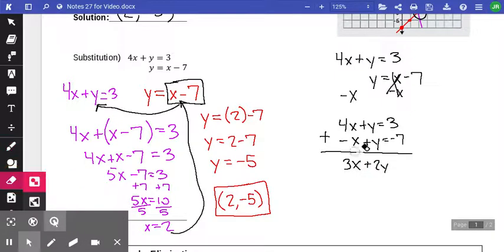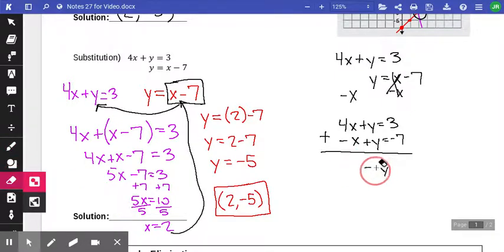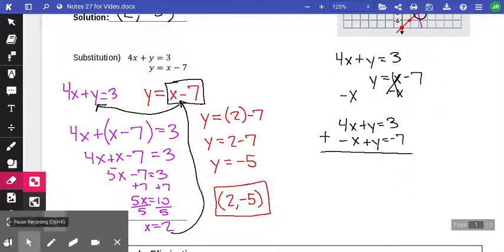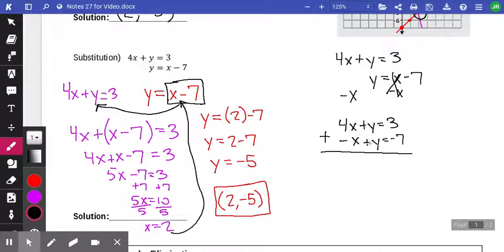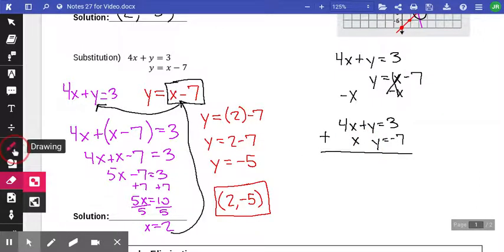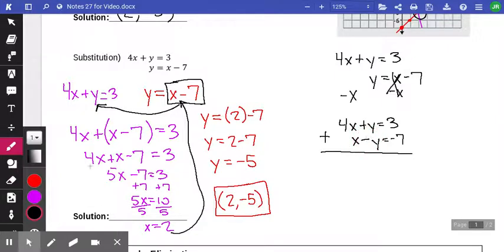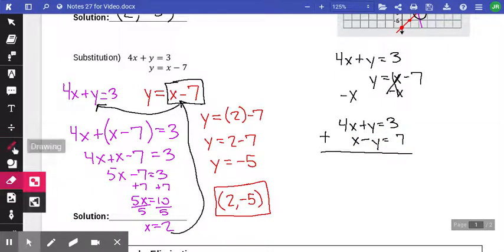So that means what I need to do is I need to go through and I need to change the signs of one of my equations. So what I'm going to do is change all of these signs. So hopefully you're using a pencil. I'm going to change this minus x to a positive x. I'm going to change this positive y to a negative y. And then I'm going to change this negative 7 to a positive 7.